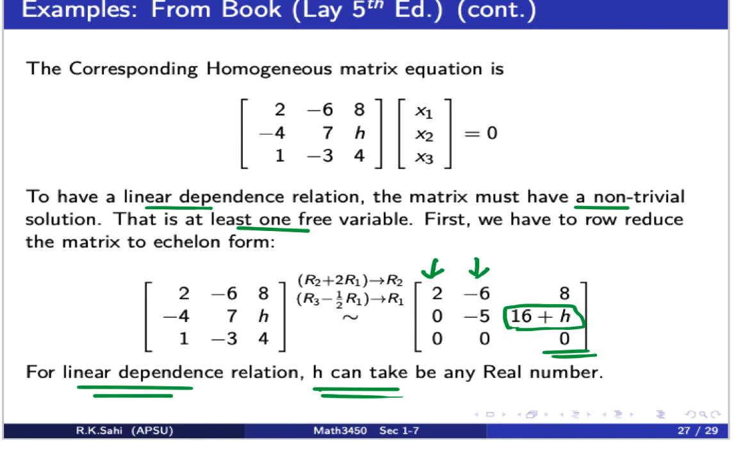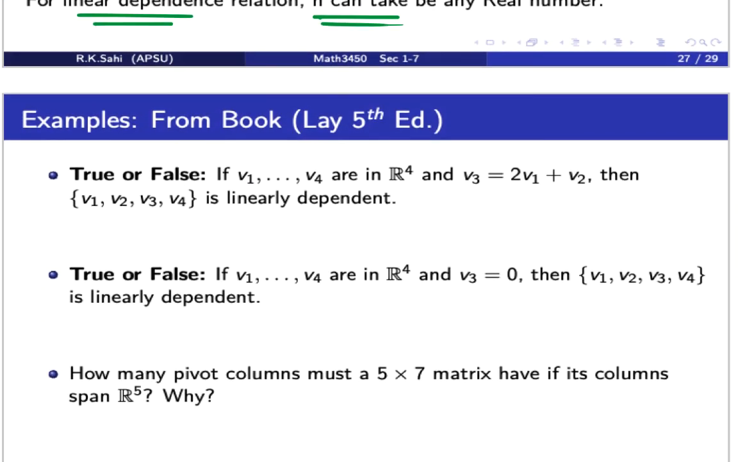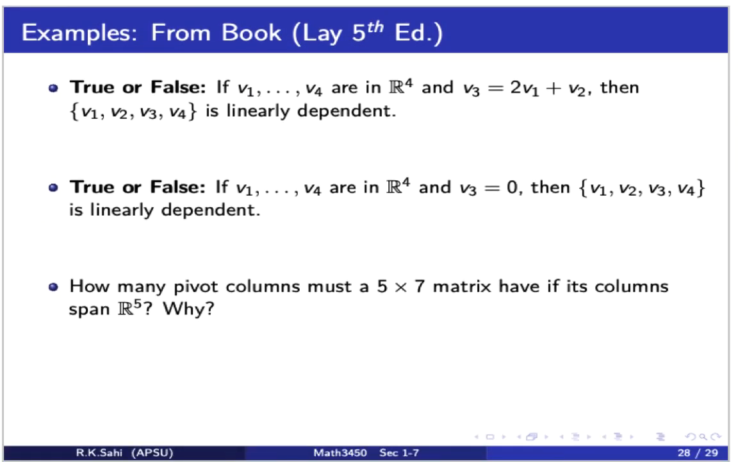Okay, let's look at some true-false problems. The first one: if I have four vectors v1, v2, v3, v4 in R4, and we see that there's a relationship between v3, v1, and v2, then the set of vectors is linearly dependent. True. It is true because we find that there is a relationship between three of them. It doesn't have to be all four. Here, three of them have a relationship.